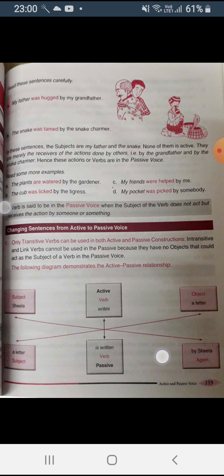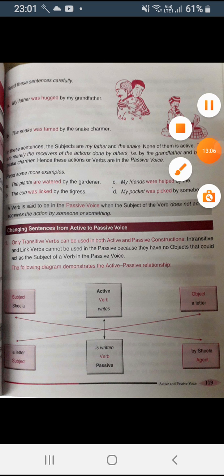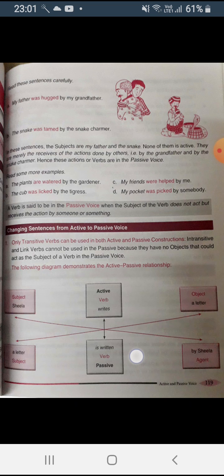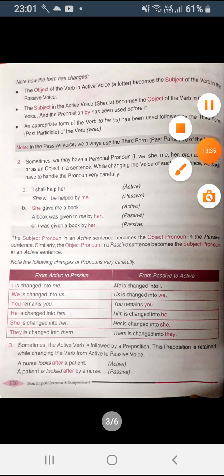That is, a letter is written by Sheila. Now, the subject will become the object in the passive voice and it is followed by the preposition used before it, that is, by Sheila. Next, usually in the passive voice, we always use the third form of the verb. Now in the active voice, the verb is writes. But in the passive voice, we always use the third form of the verb. Writes will become written. So, a letter is written by Sheila. I hope this much concept is clear to everyone. Next, see the second point.